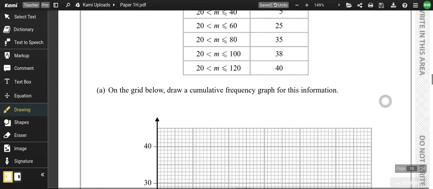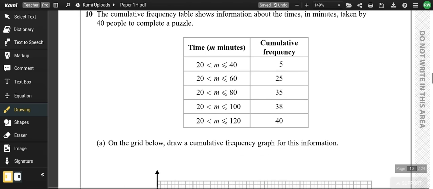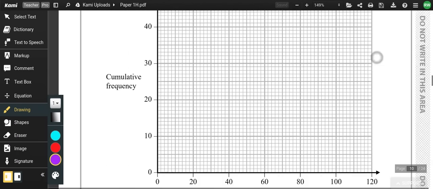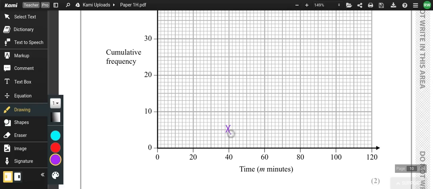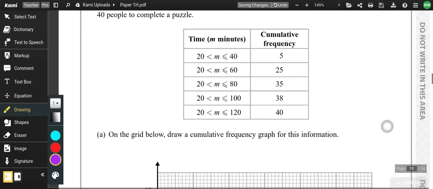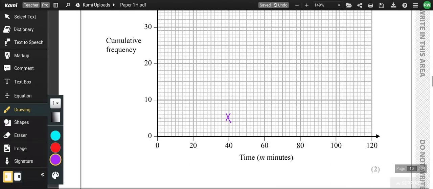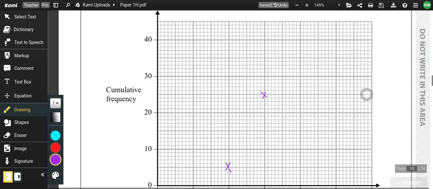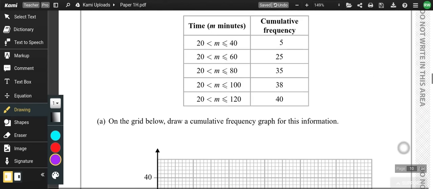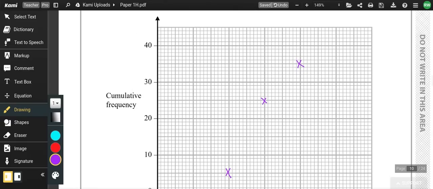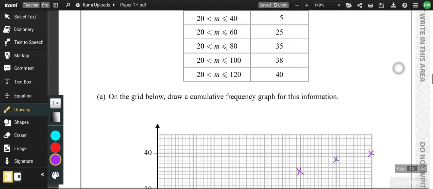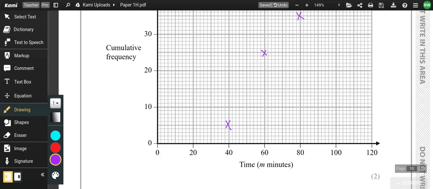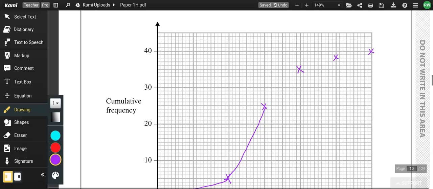Cumulative frequency. So we're going to plot the endpoints. We always plot the endpoints here. 40, 5. 60, 25. 80 was 35, I think. 100, 38 and 40 for 120. So you would have to kind of plot this curve like that.